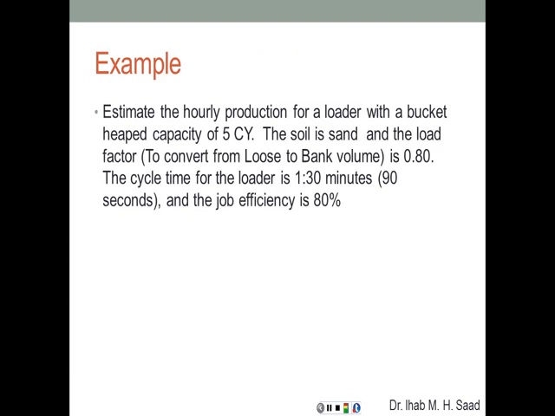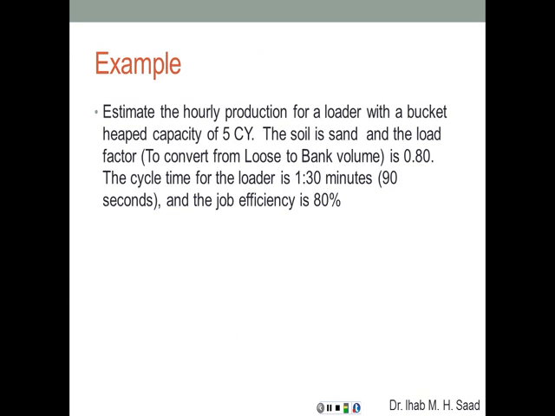So let's look at an example here. Estimate the hourly production of a loader with a bucket heaped capacity of 5 cubic yards. The soil is sand, and the load factor, which is to convert from loose to bank volume, that's going to take care of the swell, is 0.8. The cycle time for the loader is 1 minute and 30 seconds, which is basically 90 seconds. And the job efficiency is 80%, which means out of every hour we can use 80%, which is 48 minutes.